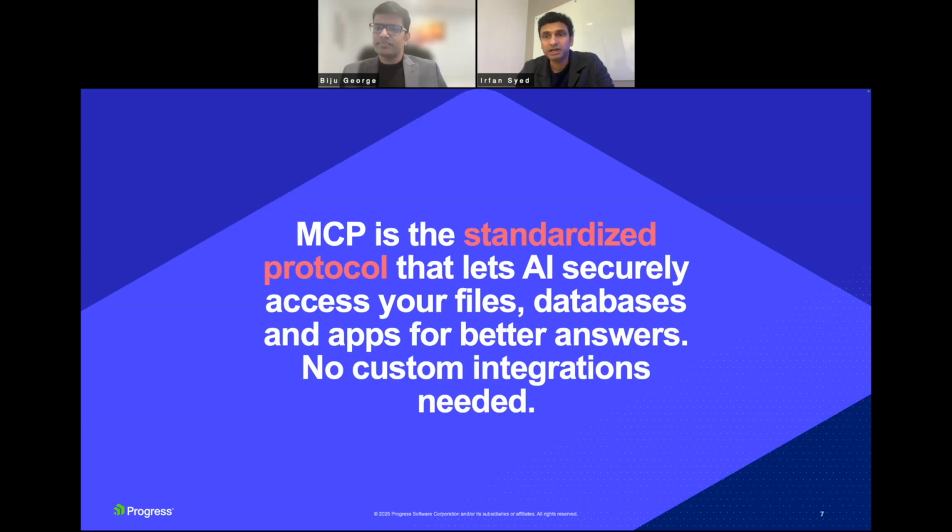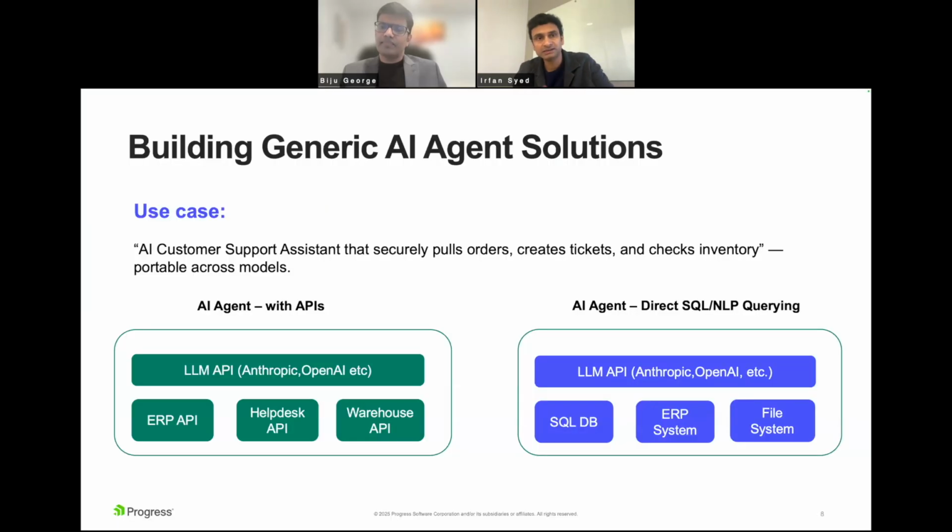You don't need to do any kind of custom integrations on top of what you do while building the application. So for the question that you asked, let's go with an example where you have to build an AI customer assistant that securely pulls orders, creates tickets, checks inventories, and is portable across various LLM models. The LLM models could be, as you were mentioning, Claude, OpenAI, or Gemini, whatever it could be.